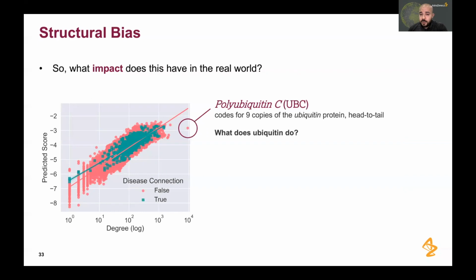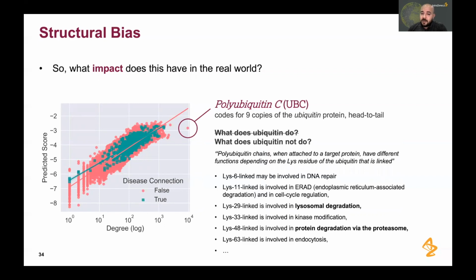This gene is polyubiquitin C, also known as UBC. It codes for 9 copies of the ubiquitin protein. Well, what does ubiquitin protein do, you might ask? The appropriate question, I believe, is what does ubiquitin protein not do? Ubiquitin is a small protein that's used to modify other proteins in the body for various different reasons.